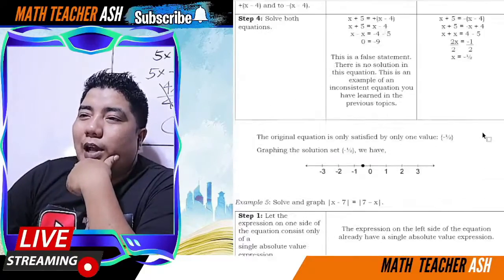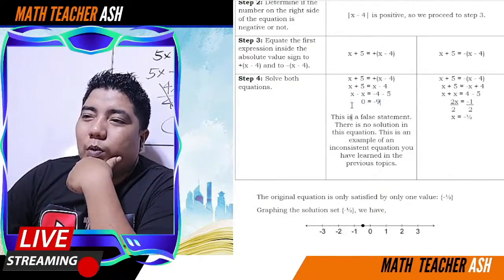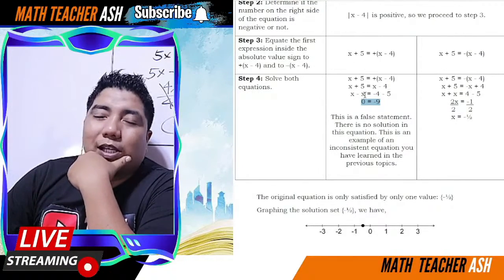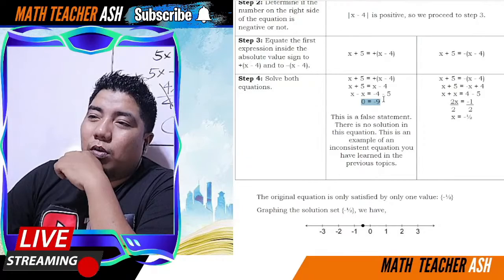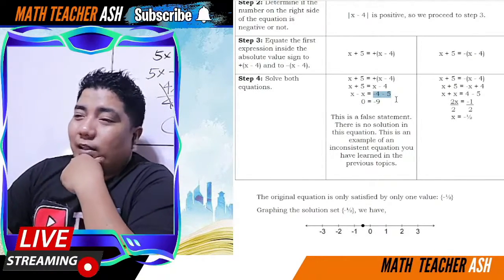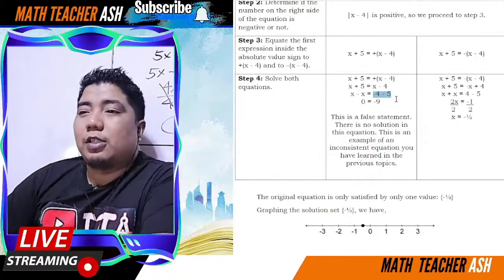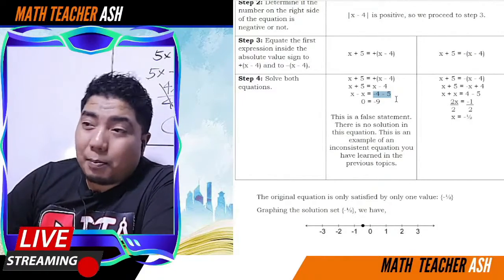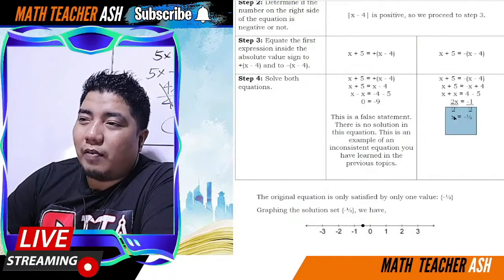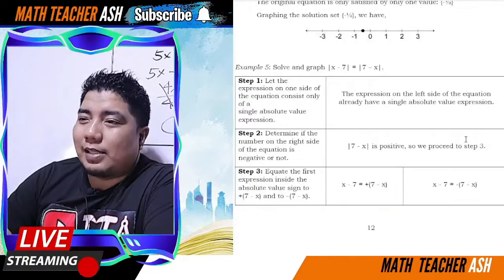Pero dito kanina, 0 is equal to negative 9. That is very false. Though na-eliminate yung x minus x natin, naging 0. Pero, yung final answer for the right side is negative 9. It does not satisfy the statement. So, it is false. Then, that is the time no solution tayo for this particular value. Pero dito sa value na ito, accepted tayo.